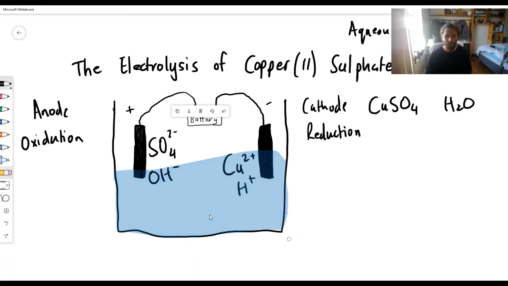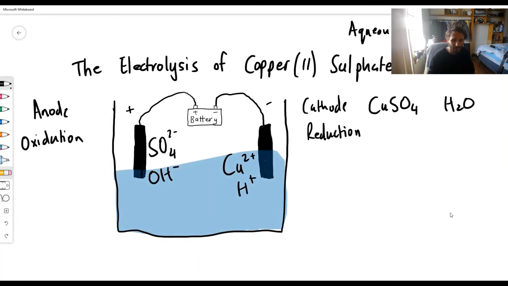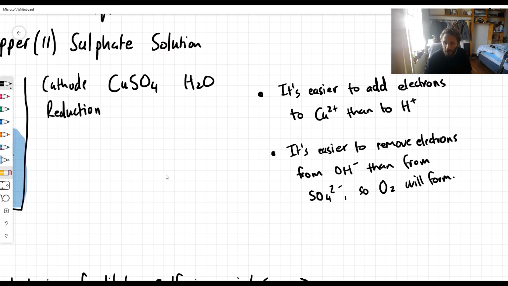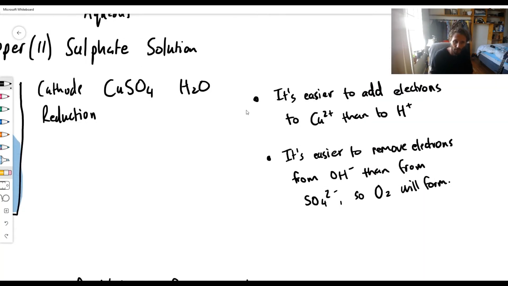Okay, now in terms of the electrons that we've talked about, we've got electrons that are going to be coming out of either the OH- or the SO4 2-. Now, this is something that we'll talk about in later chapters. How do we know which one is chosen? For now, I'm just going to tell you. Let's talk about the cathode first. So this is at the cathode, and this is at the anode.